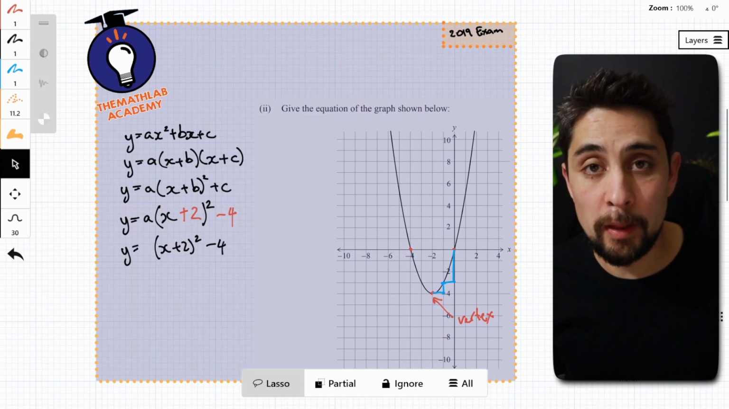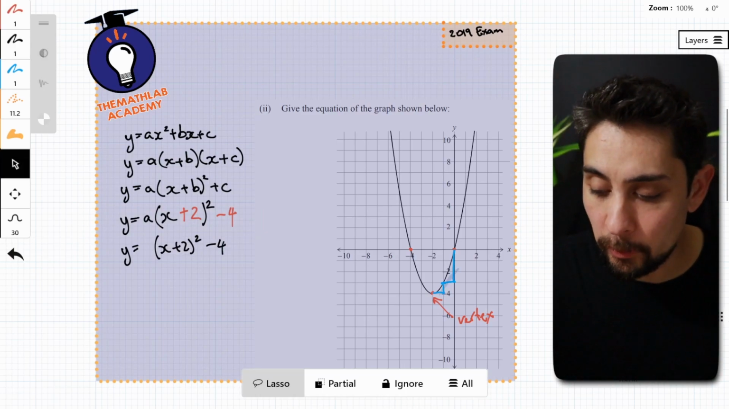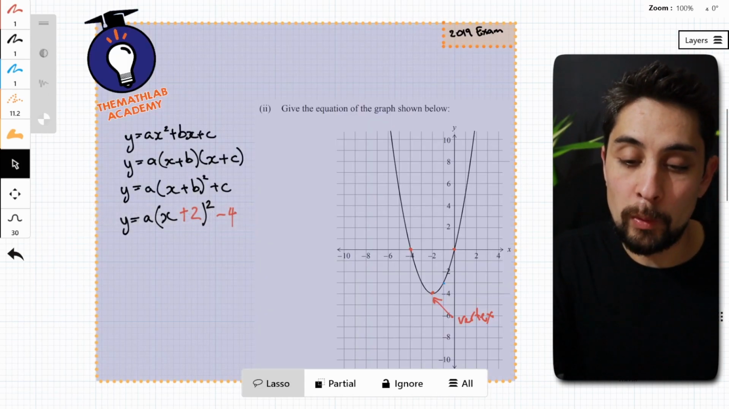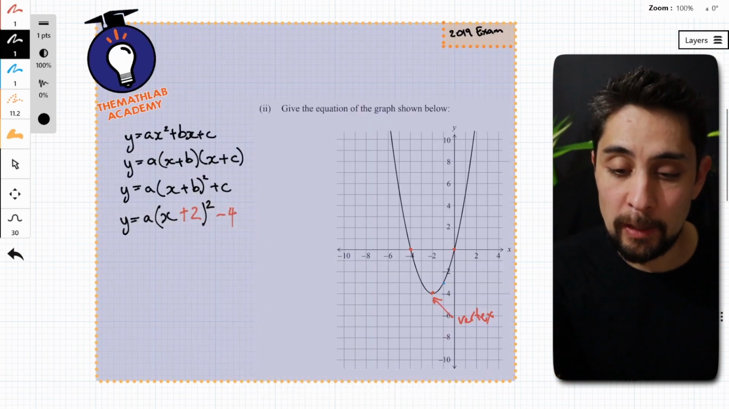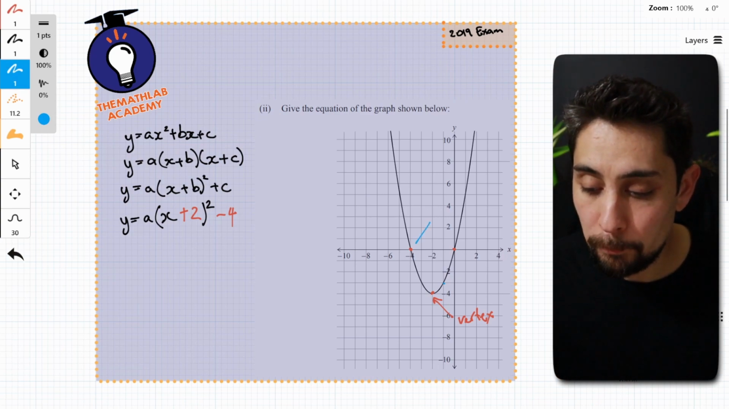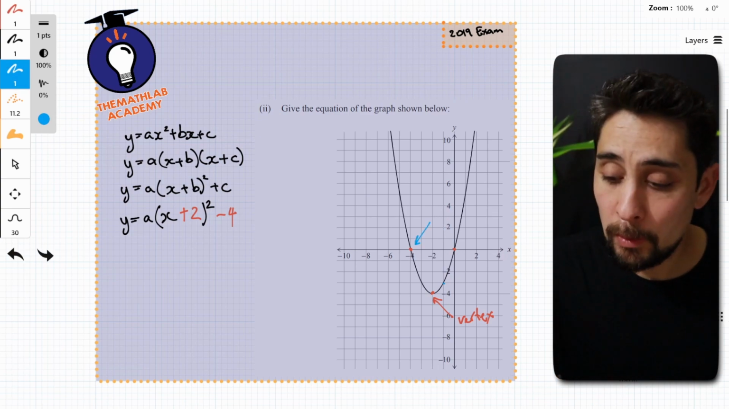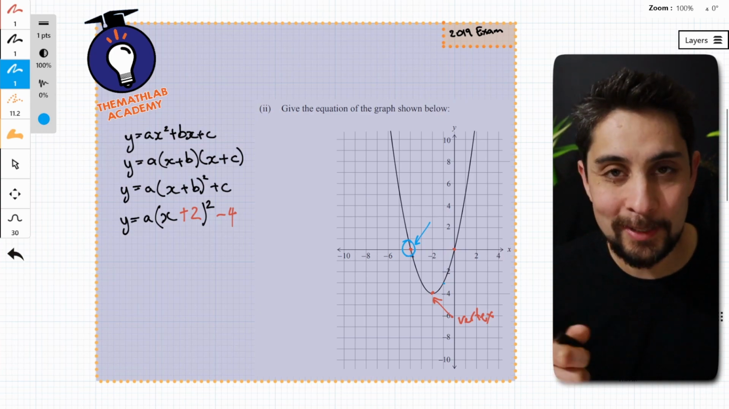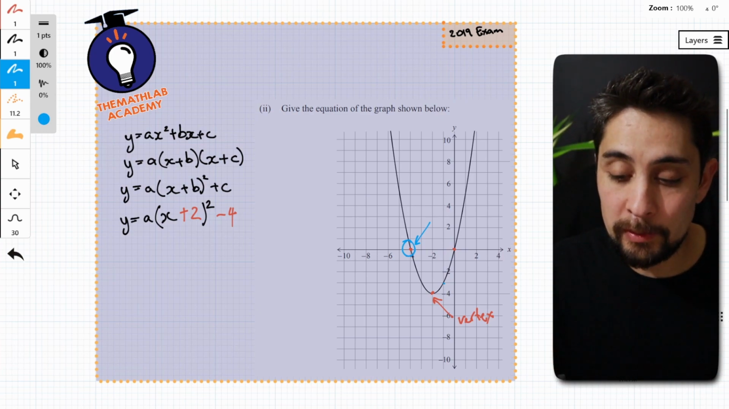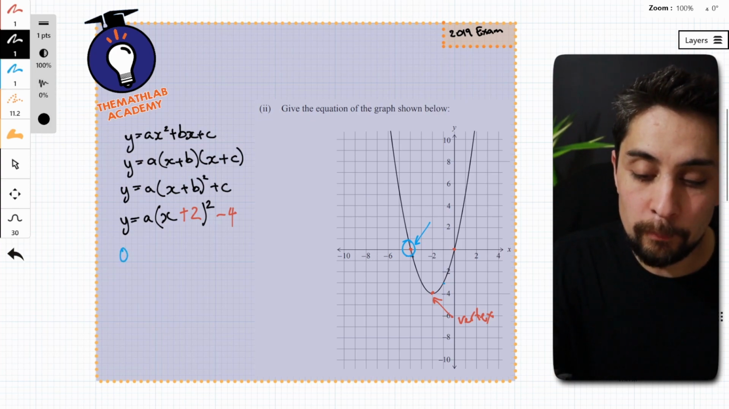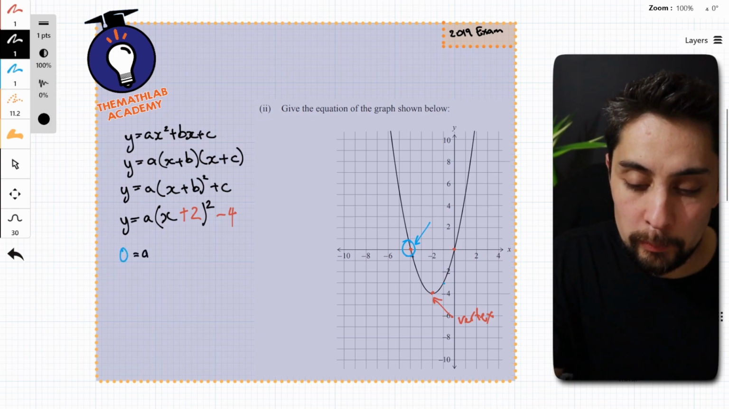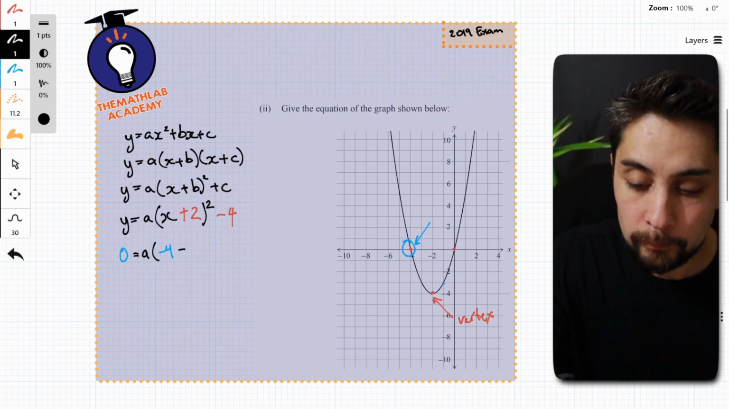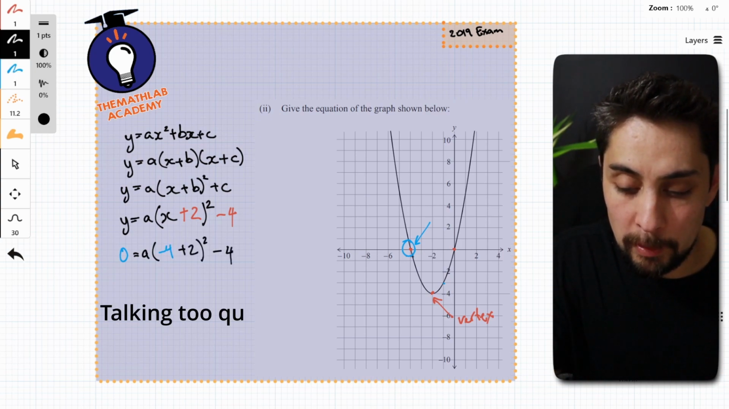Of course, there is another way of doing it other than just that pattern, so let's delete all of that and go back to our equation. So we want to know what this a value is. The way to do that is to pick one of these x-intercepts. We're going to use this value here, which is at -4, 0. So 0 is our y-axis. That y there is 0 equals a times x, where x is -4, plus 2 squared minus 4.